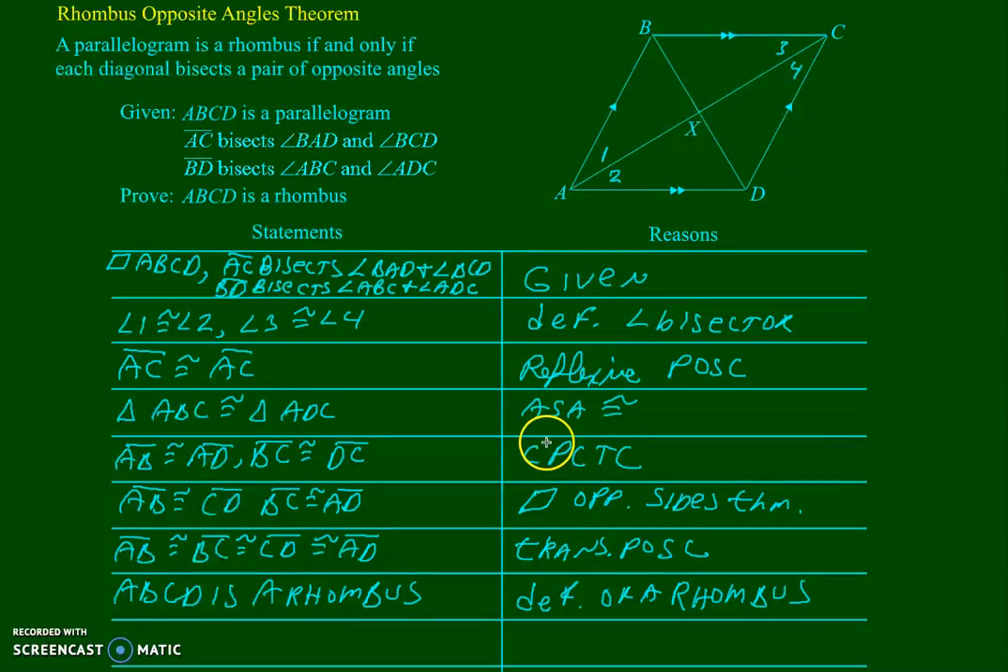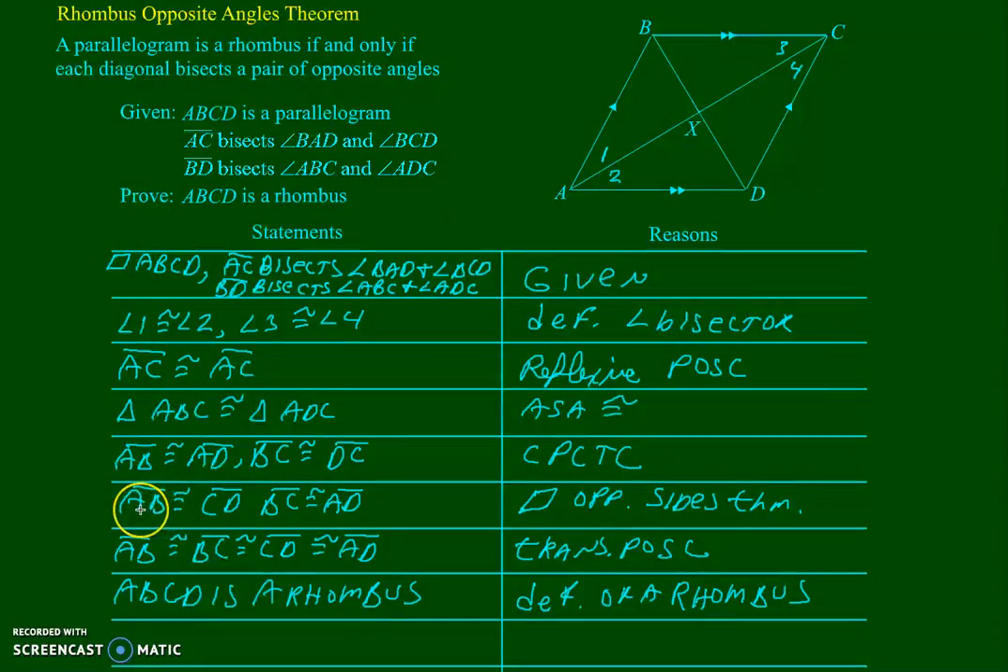Now, we do what we intended. We can say that AB is congruent to AD. And while we're at it, we can also say that BC is congruent to DC. And that's because corresponding parts of congruent triangles are congruent.